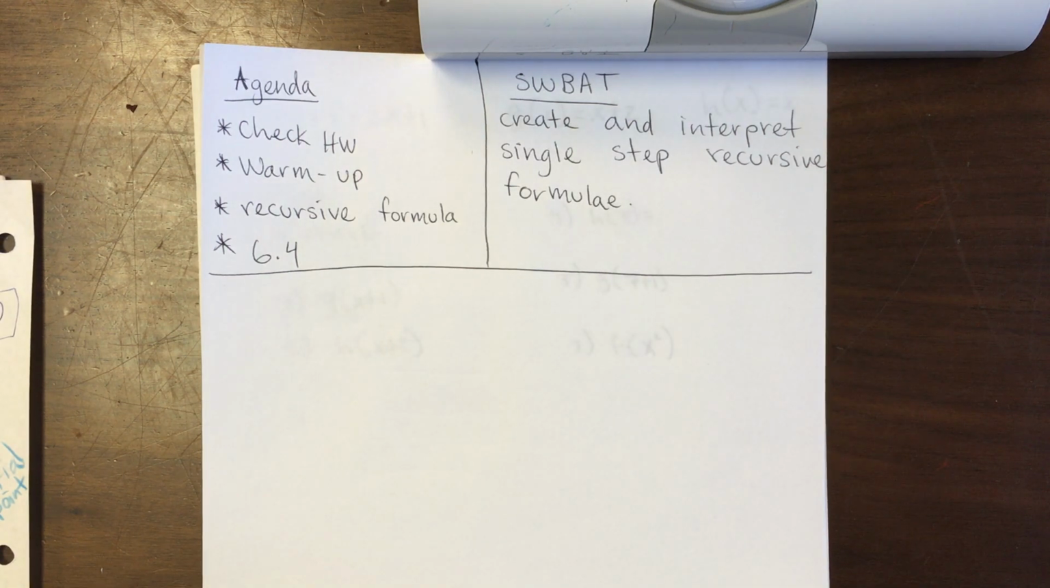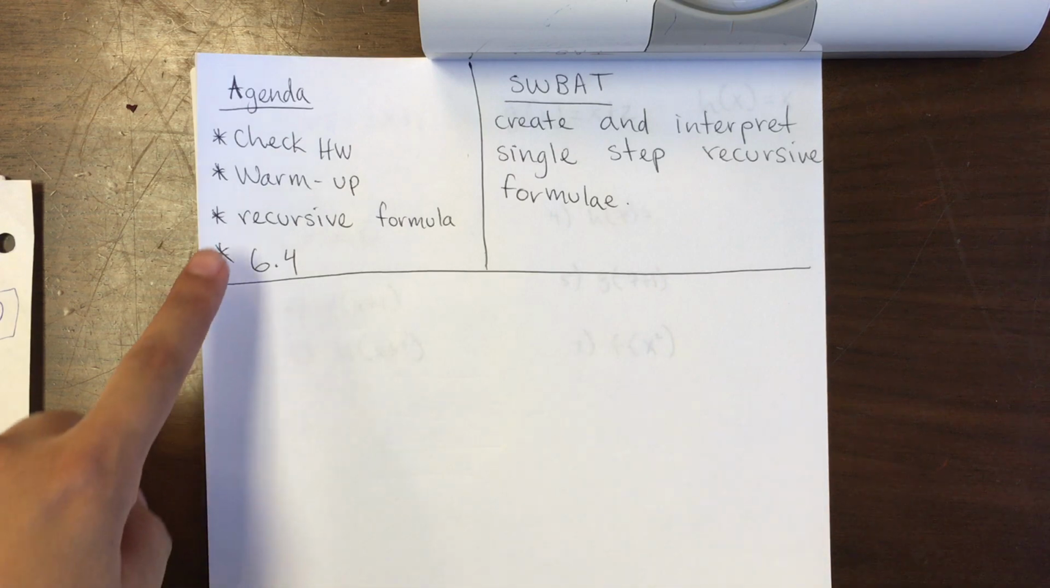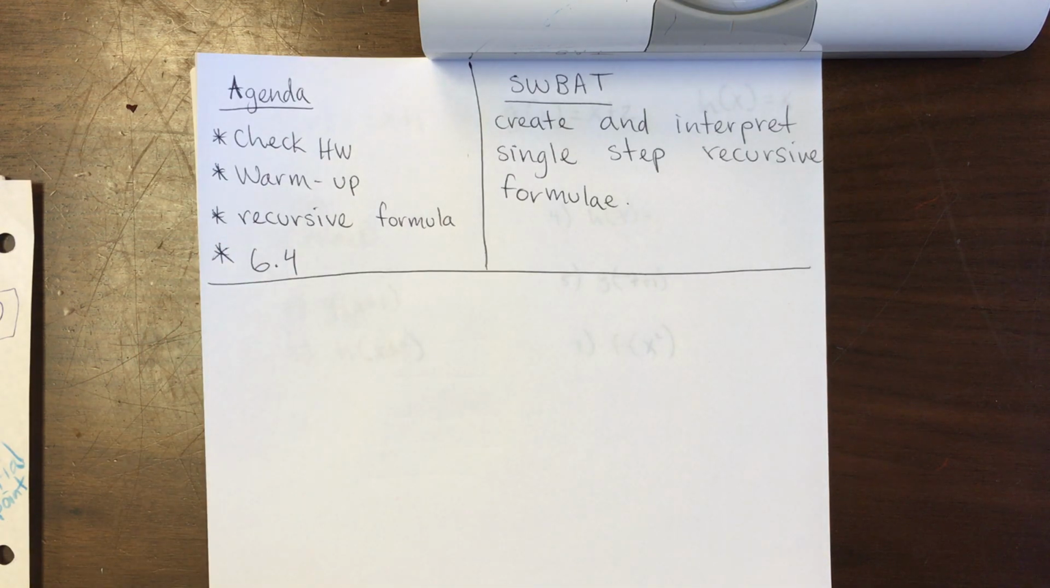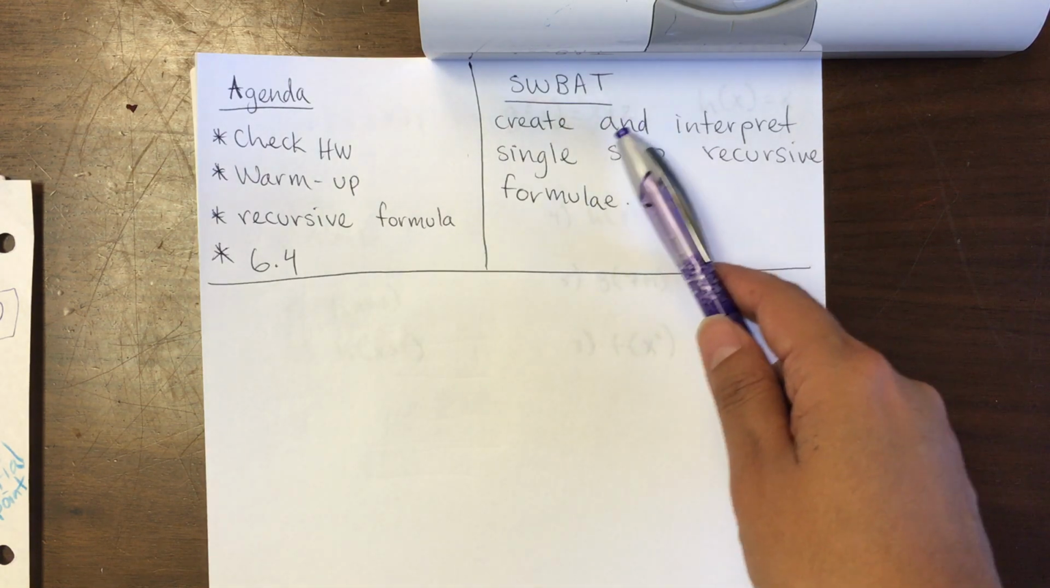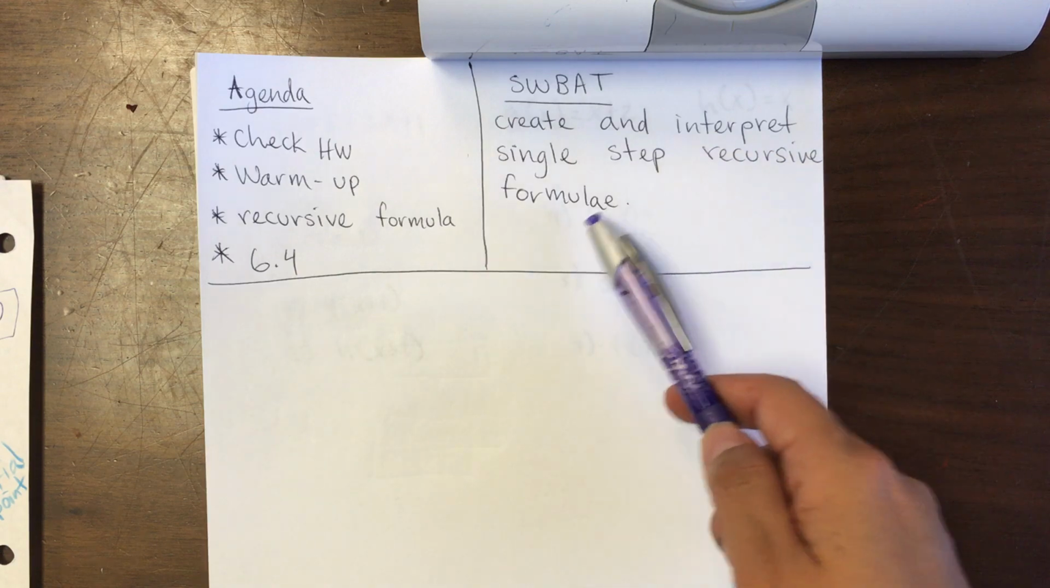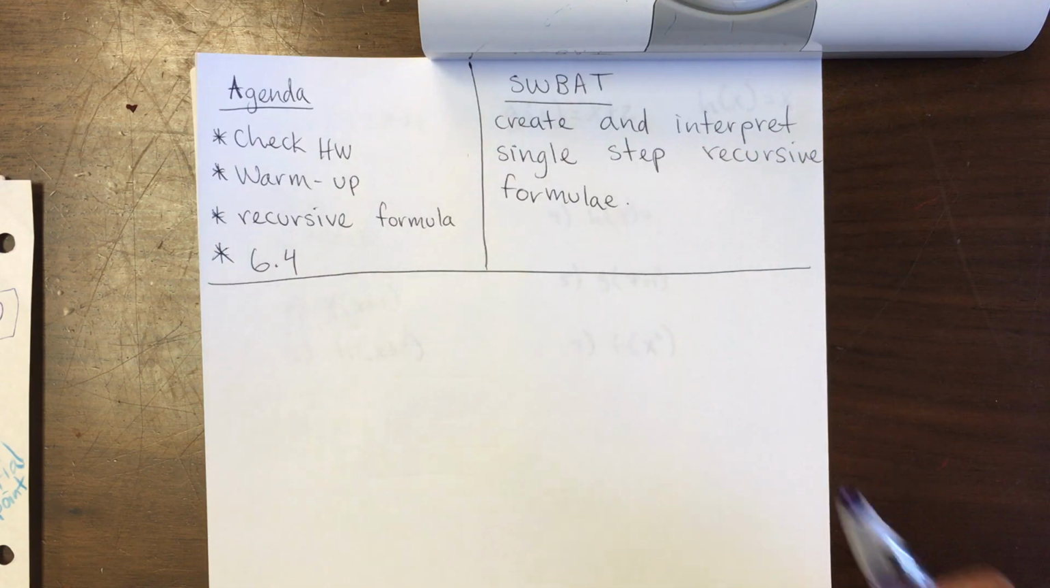Hello students, today's agenda is to check homework. You're going to have a warm-up that is going to go by fast, hopefully, because you have some practice with it. We're going to learn about the recursive formula, and you will be able to do 6.4. Today students will be able to create and interpret single-step recursive formulae.